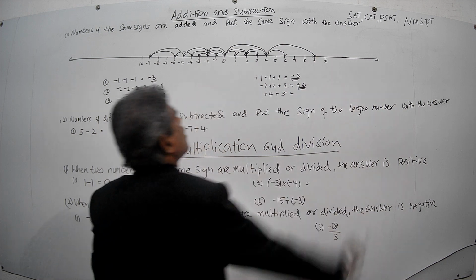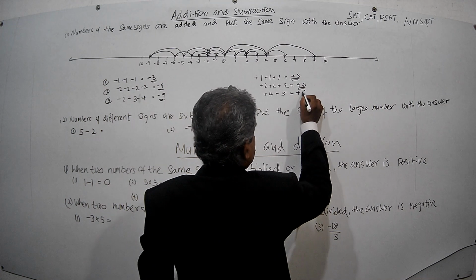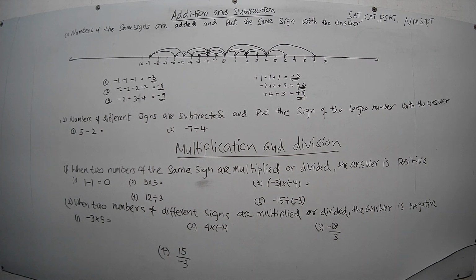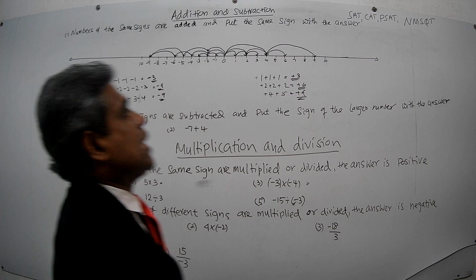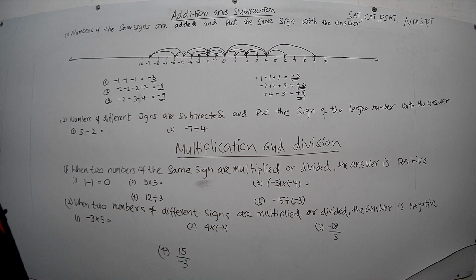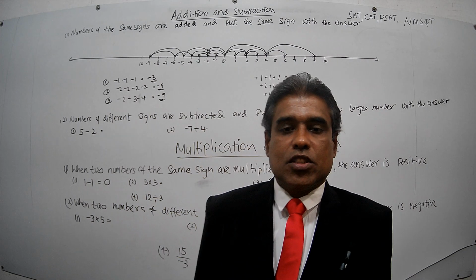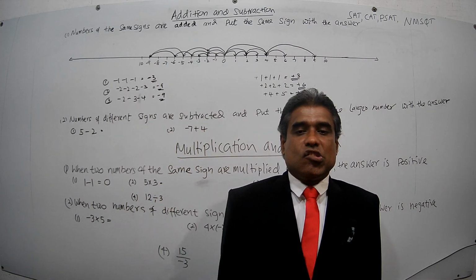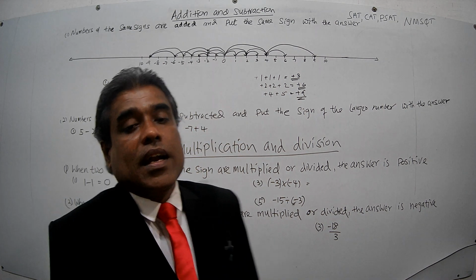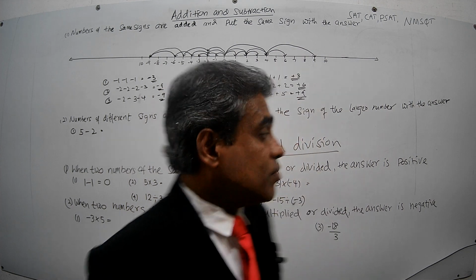Right. Now you have ended up at 9. That is positive 9. So that is how you prove the rule that the numbers of the same sign are added and put the same sign with the answer by using the number line. Right. Now you go to the second rule of addition and subtraction. That is applying to the cases where the numbers to be added and subtracted have different signs. Now the rule is the numbers of different signs are subtracted and put the sign of the larger number with the answer. That is the rule.